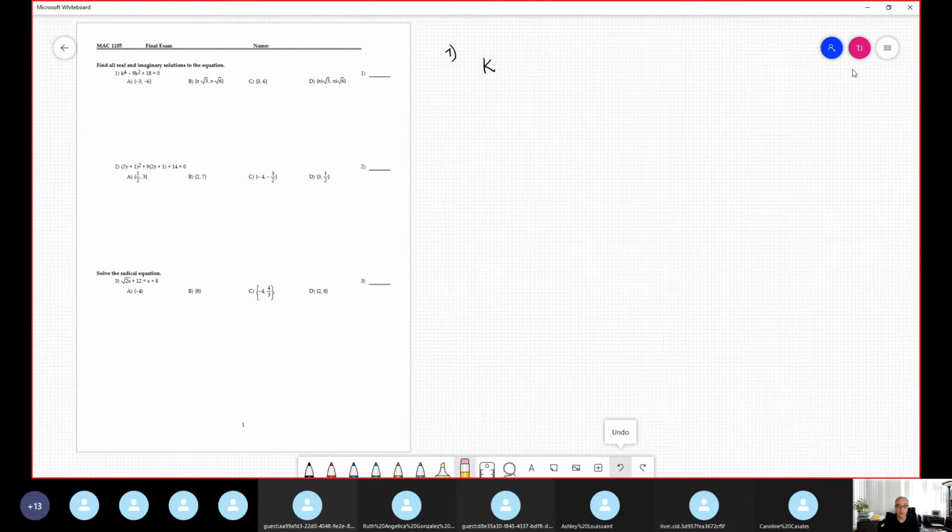Okay. Let's do number 2. Number 2 is similar. We see (2y plus 1) squared plus 9 times (2y plus 1) plus 14 equal to 0. Again, we have an equation quadratic in form, because we have one expression here.